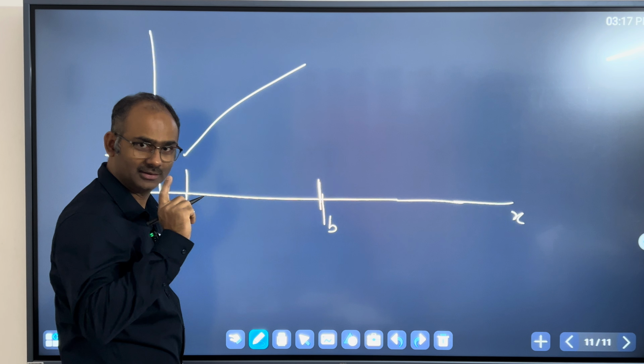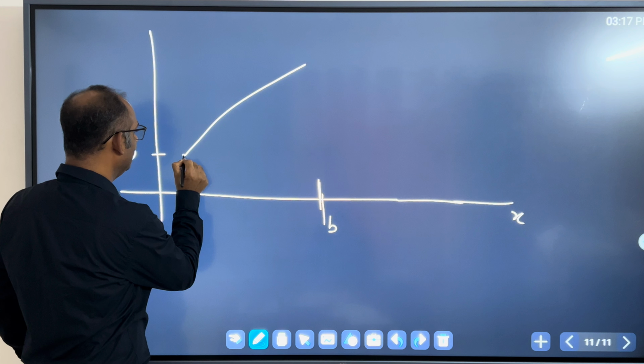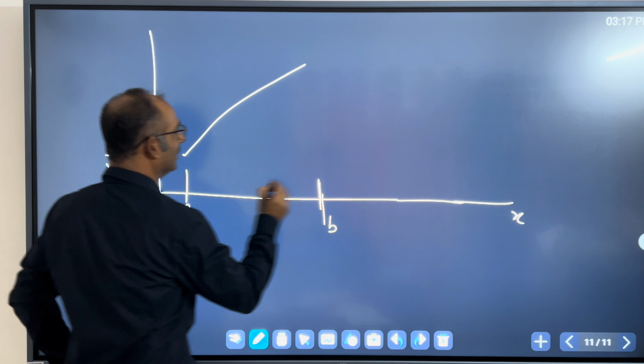Now, so you have this in mind, what is the value of the function here? fa. What's the value of this? fb. Okay? And fa is not equal to fb. fa is this much, fb is that much. Let me give you another curve.